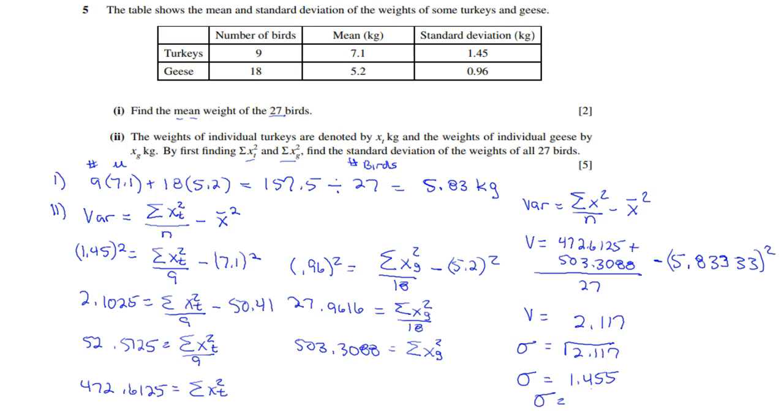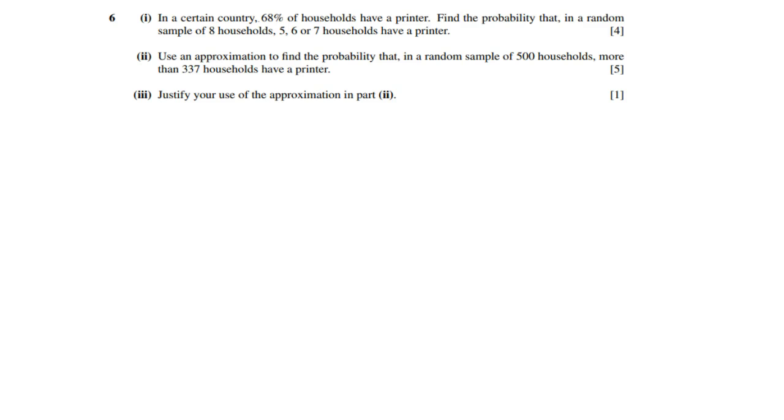All right, so let's take a look at number 6. In number 6, it says that in a certain country, 68% of the households have a printer. Find the probability that in a random sample of 8 households, 5, 6, or 7 of them have a printer. Now, when they have a sample, we're really using that a lot of times when it's a binomial distribution. That would definitely be something to look at. So is it a yes or no kind of situation? Yeah, it's whether they have a printer or don't.